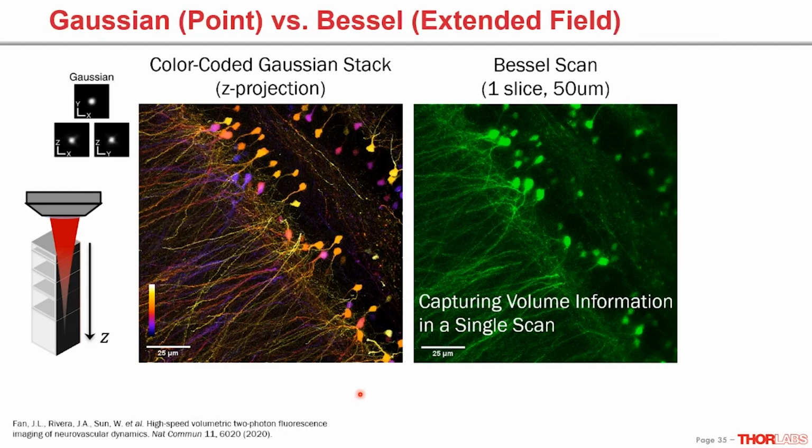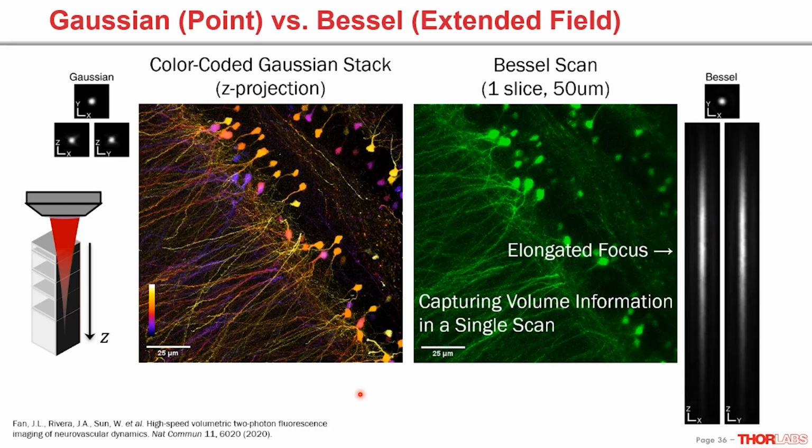So how do we do this? If you look at a Gaussian stack, you're really scanning with a point, and this is a representative point spread function of that. To do a Bessel scan, what you're really doing is elongating this focus in Z. So you're more scanning with a pencil.